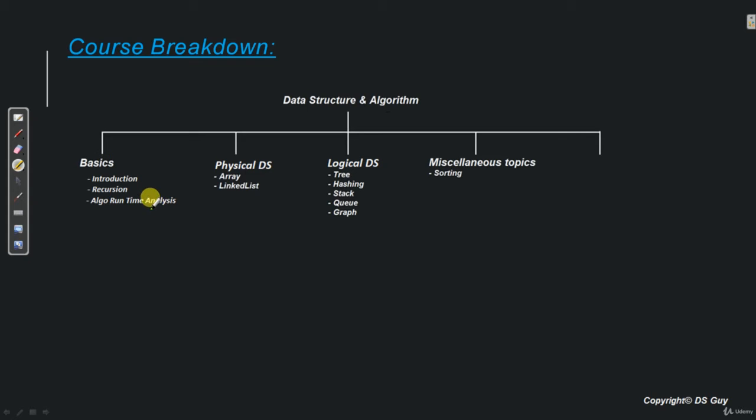Hey guys, welcome back. So till now we have learned the basics of data structure, physical data structure and logical data structure. Hope all of these three sections are clear. Now in this video, let's start the fourth section, that is miscellaneous topics. So the first topic under the miscellaneous topics section is sorting. So let's start learning the sorting chapter.